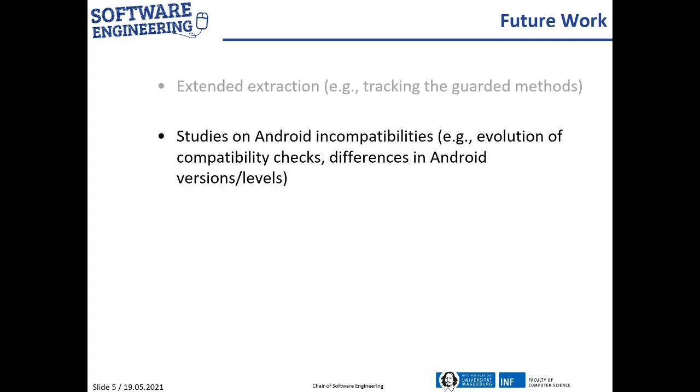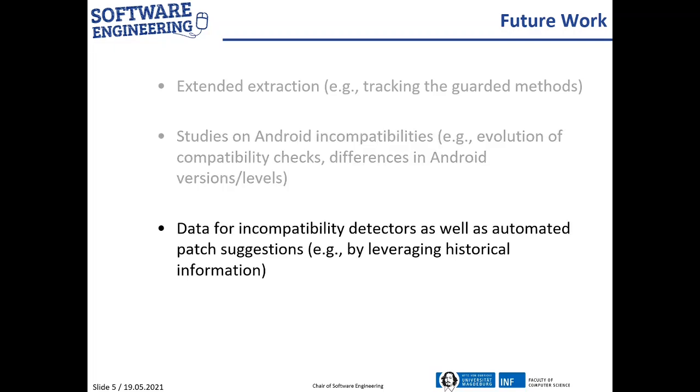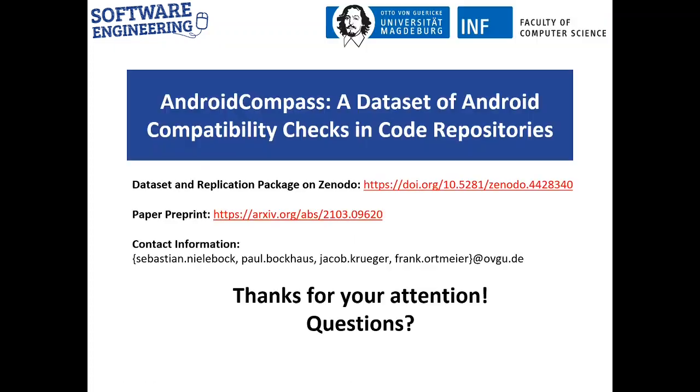For the future work, we also want to extend this extraction by also tracking the guarded methods of the compatibility check. We want to support studies on the analysis of Android incompatibilities, for example, the evolution of compatibility checks. And we also want to support research for the incompatibility detection as well as for the automated patch suggestion, for example, by leveraging historical information.